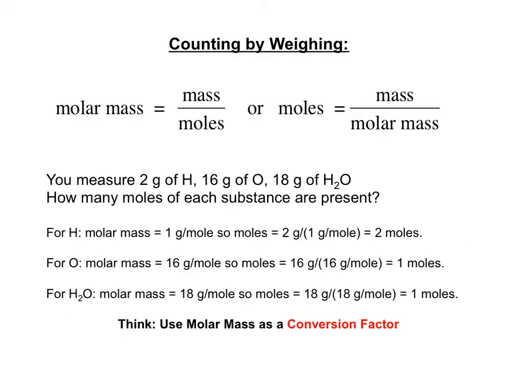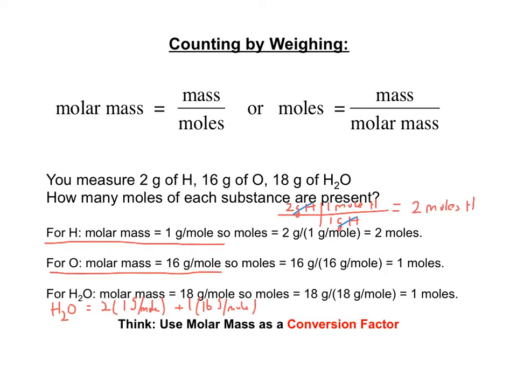From the periodic table, the molar mass of hydrogen is 1 gram per mole, molar mass of oxygen is 16 grams per mole, for water it's 18 grams per mole. So if you measure 2 grams of H, that means you have 2 moles of H, or 2 times 6.02 times 10 to the 23rd atoms of H. So that means 16 grams of O contains 1 mole of O. And if you measure 18 grams of water, that 18 grams contains 1 mole of water, or 6.02 times 10 to the 23rd water molecules.